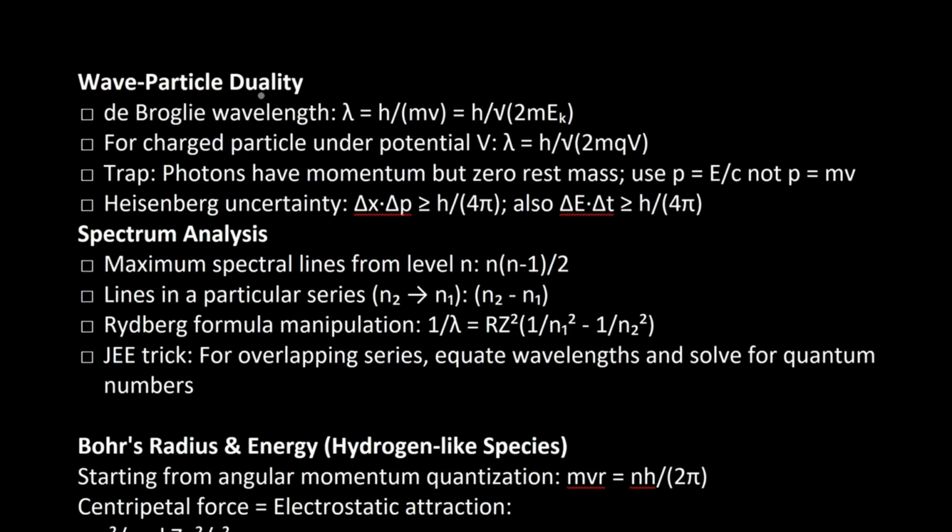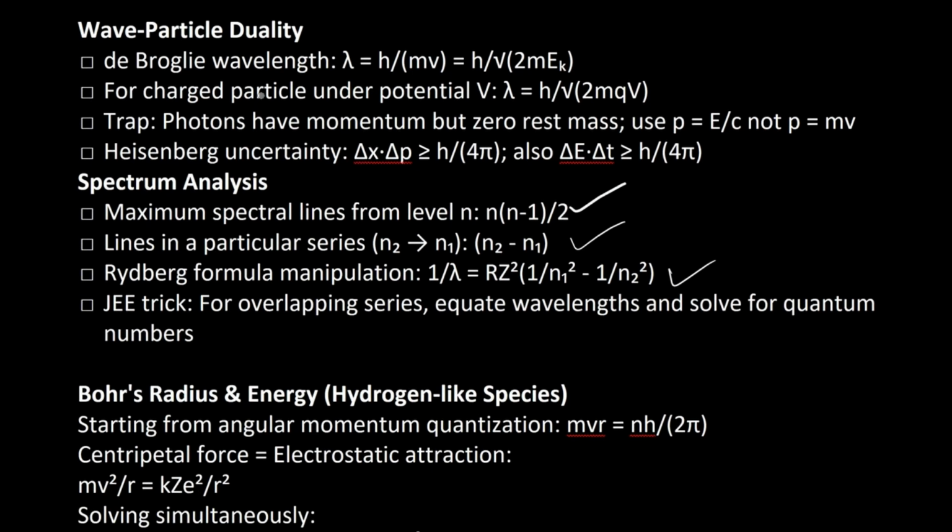And another question is the de Broglie equation, Heisenberg uncertainty principle. Those equations are very much important. And other than that, spectral analysis, hydrogen spectrum. Okay, the maximum spectral lines from level n is n into n minus 1 divided by 2, and the lines in a particular series, let's say n2 to n1, n5 to n4, n5 to n3. So that kind of question, n2 minus n1 will give you the lines. And Rydberg's formula manipulation, that you know.